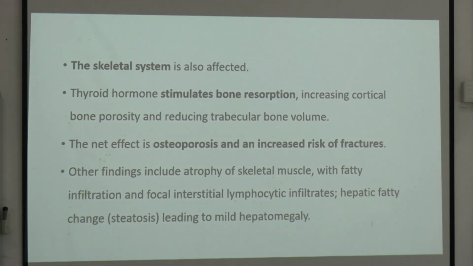The skeletal system is also affected. Thyroid hormone stimulates bone resorption, increasing cortical bone porosity and reducing clavicular bone volume. The net effect is osteoporosis and an increased risk of fractures.